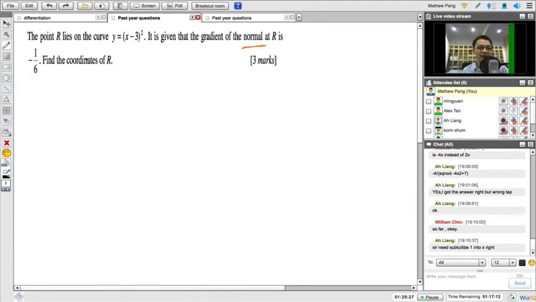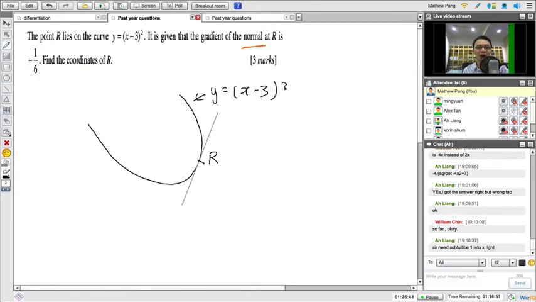So over here, if you cannot imagine, I'm going to roughly draw this out for you. And then I randomly call some place R, which has a tangent that touches one point. Let's say I call this one R. This is point R, and this equation is given, right? y equals (x minus 3) squared.